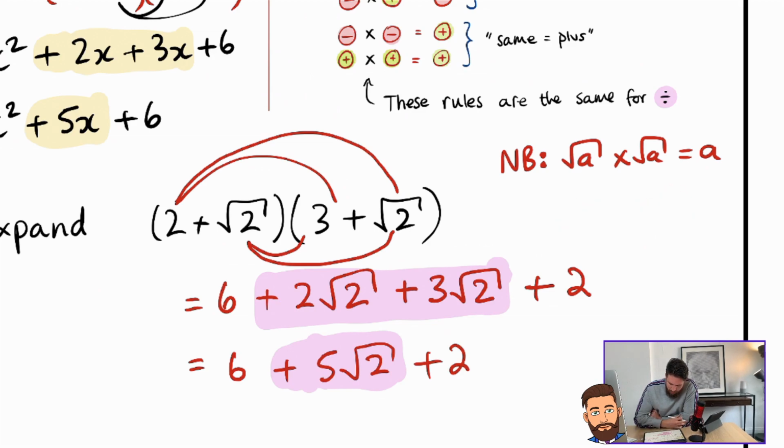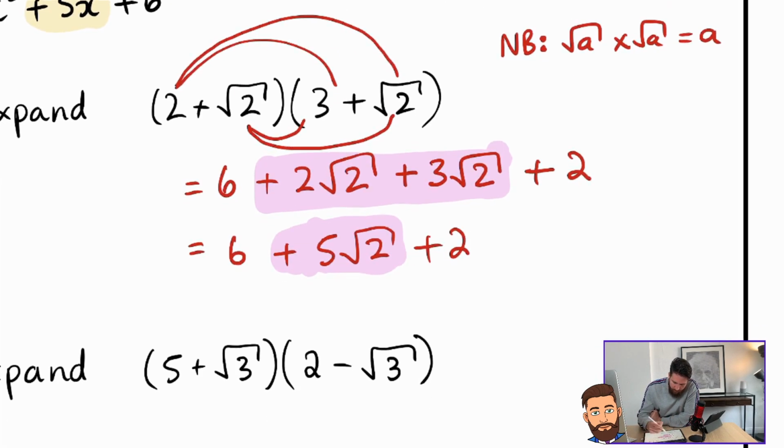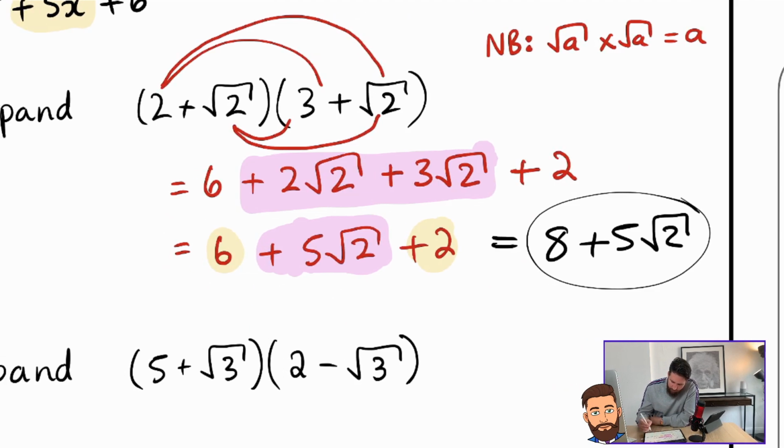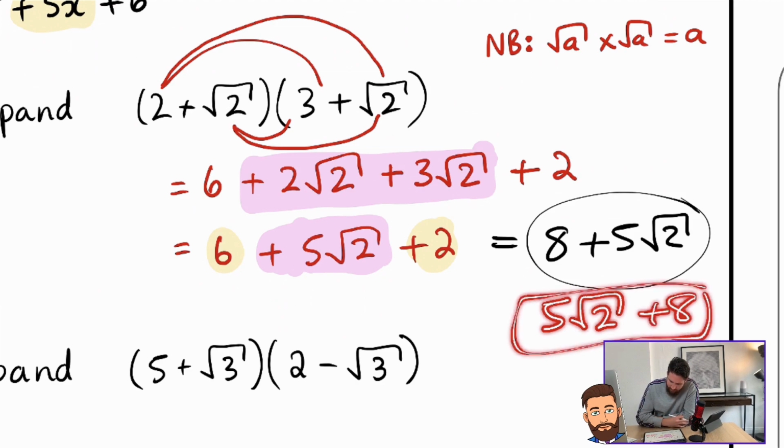Okay? You should spot as well, this 6 and this 2, they're both whole numbers, they can go together. So my final answer, 6 add 2 is 8, plus 5 root 2. That is my answer. Could you write it the other way around? Yes, it makes no difference. If you had 5 root 2 plus 8, that is also correct.